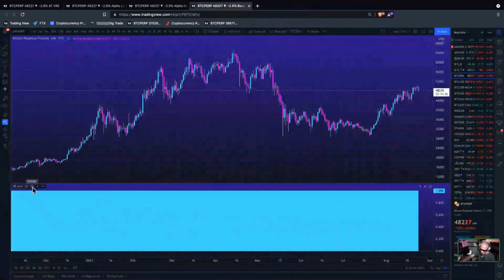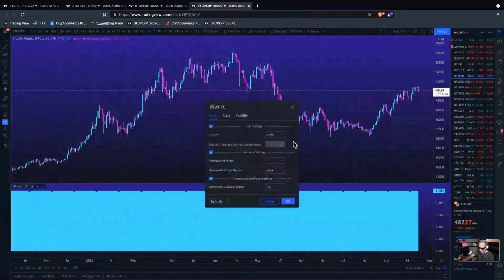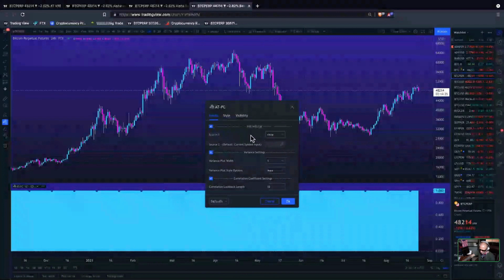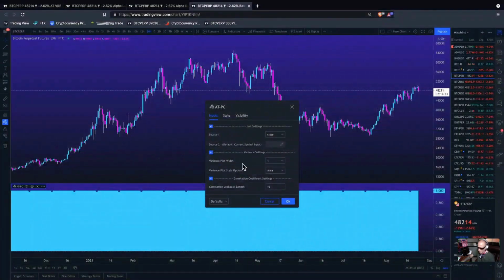Let's open up the Pearson correlation settings. Very basic, right? We got the source. This is going to be the biggest part of this indicator when you're correlating indicators to price action. Obviously, I just have a Pearson correlation up right now. Source 2 default will be current symbol, Bitcoin futures. You can't correlate Bitcoin futures on FTX to Bitcoin futures on FTX, right?